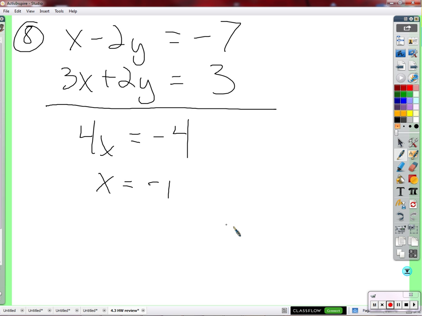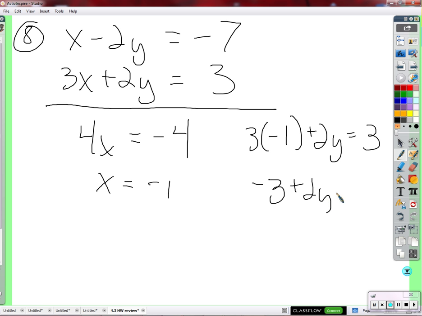And then you plug in x in one of the equations. 3 times negative 1 plus 2y is 3. Negative 3 plus 2y equals 3. Add 3 to both sides, 2y equals 6, divide by 2, and y is 3. Right.